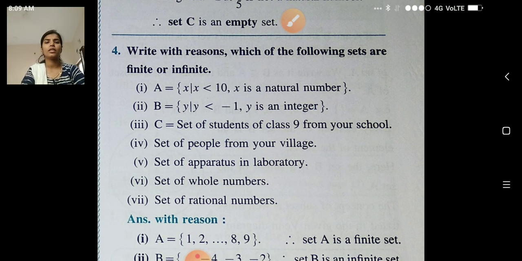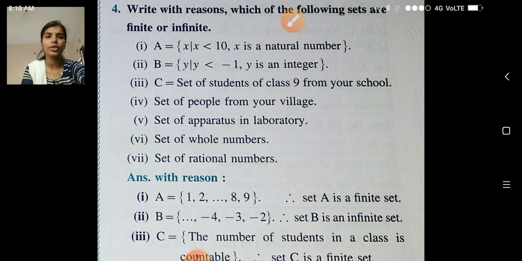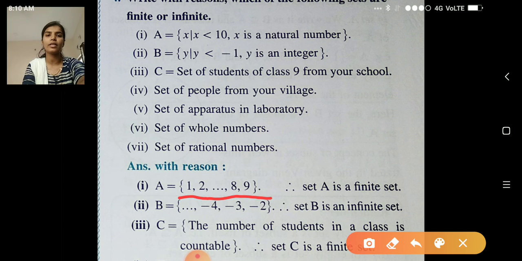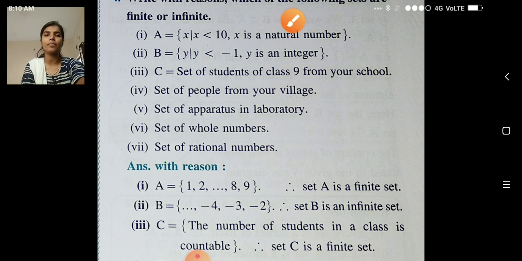With the reason, which of the following sets are finite and infinite sets? First one, A is equal to the set of x such that x is less than 10 and x is a natural number. Natural numbers start from 1, 2, 3, and we want to write the natural numbers less than 10. That means it is a finite set. So here we write set A as 1, 2, dash, dash, dash, 8, 9. These are all the natural numbers less than 10. So set A is a finite set. Understand? Okay.